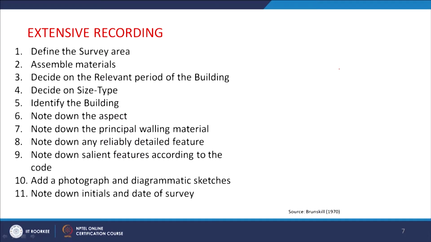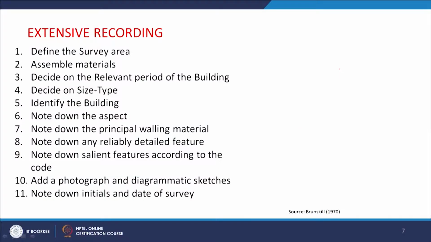Brunskill talks mainly about two to three important methods. I'm just giving you some very brief points, but one should take it into a detailed account. One is extensive recording. First of all, we need to define the survey area. This is the survey area we are looking at. In India, we call it the Kasra map. This is the scale of our area.